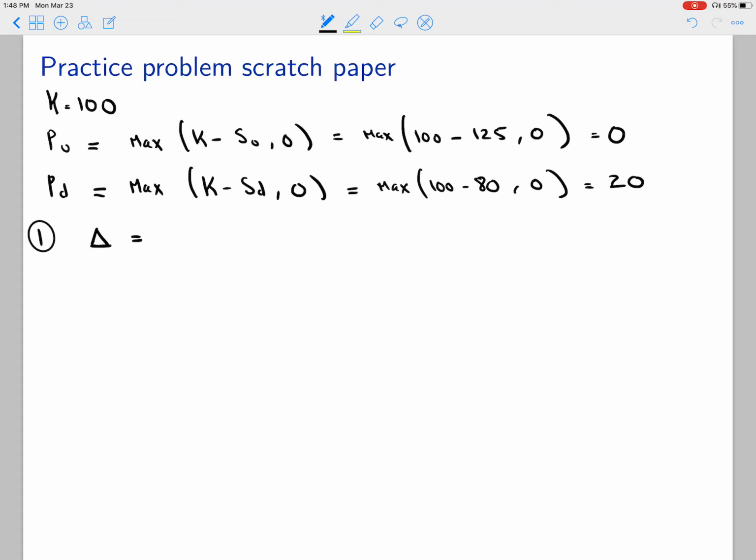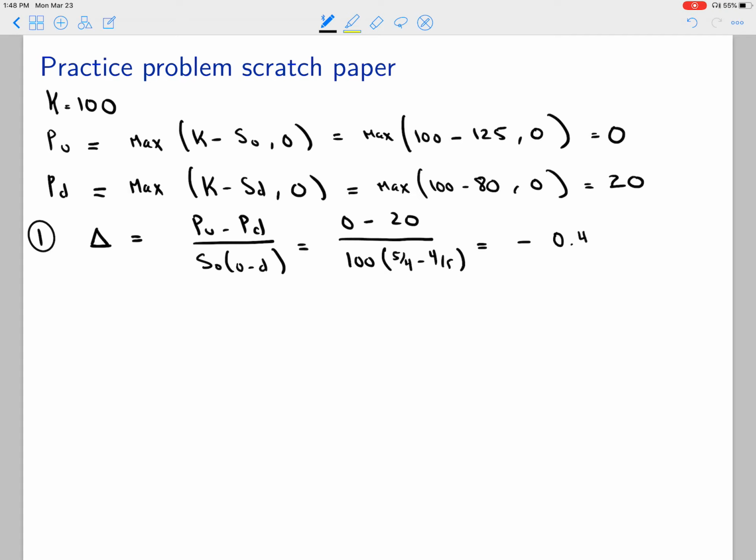So we start with the put's delta and calculating that. The put's delta is given by P_U minus P_D, the change in the put price, over the change in stock price, S_0 times (u minus d). Plug in our inputs. This is 0, the put payoff in the up state, minus 20, over the initial stock price of 100 times u, the gross rate of return, 5/4, minus 4/5. What we're going to see is that this is negative. Once you plug this into your calculator, negative 0.44. So the replicating portfolio shorts 0.44 shares of the underlying stock.